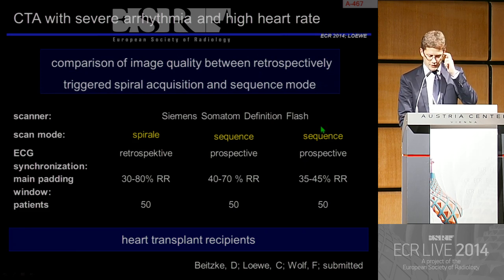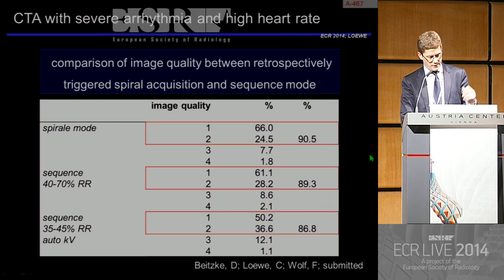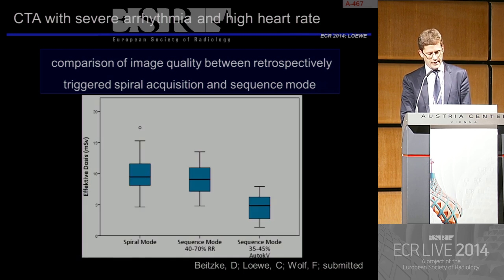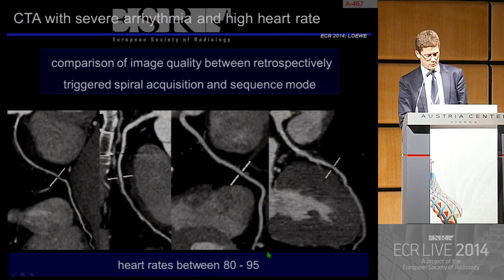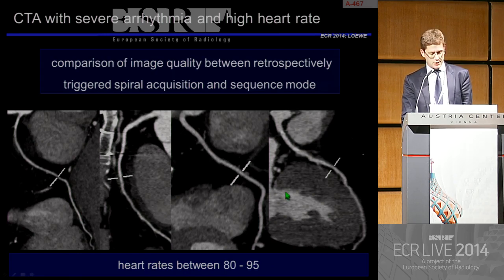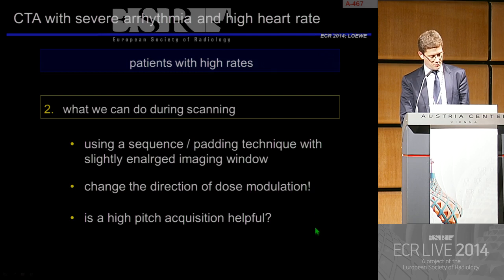We even compared different scan modes in a very difficult population, patients after heart transplantation, all of whom have a really high heart rate. A colleague of mine, also here in this room, could show that we could reduce the radiation dose significantly by using the sequence mode, by using the padding technique, while remaining at the same image quality by applying this reversed order of dose modulation. Just one example: the patient was scanned at a heart rate between 80 and 95, with excellent image quality and no problem in the assessment of the coronary arteries.